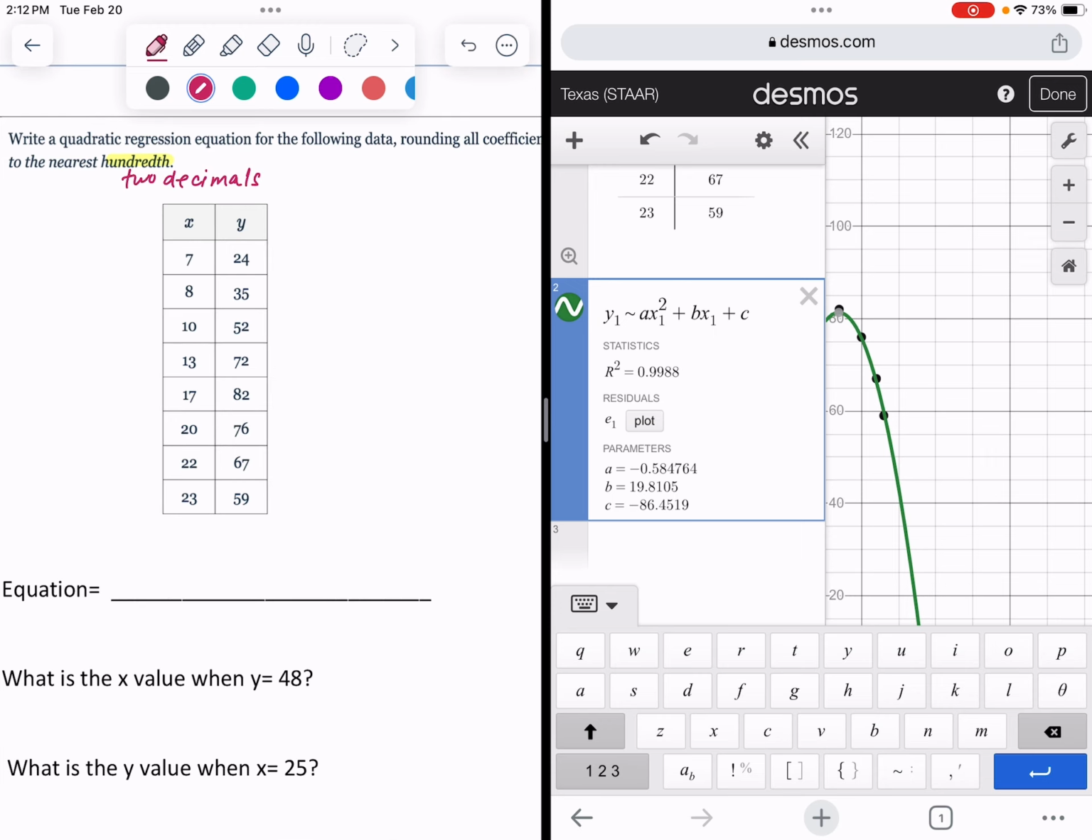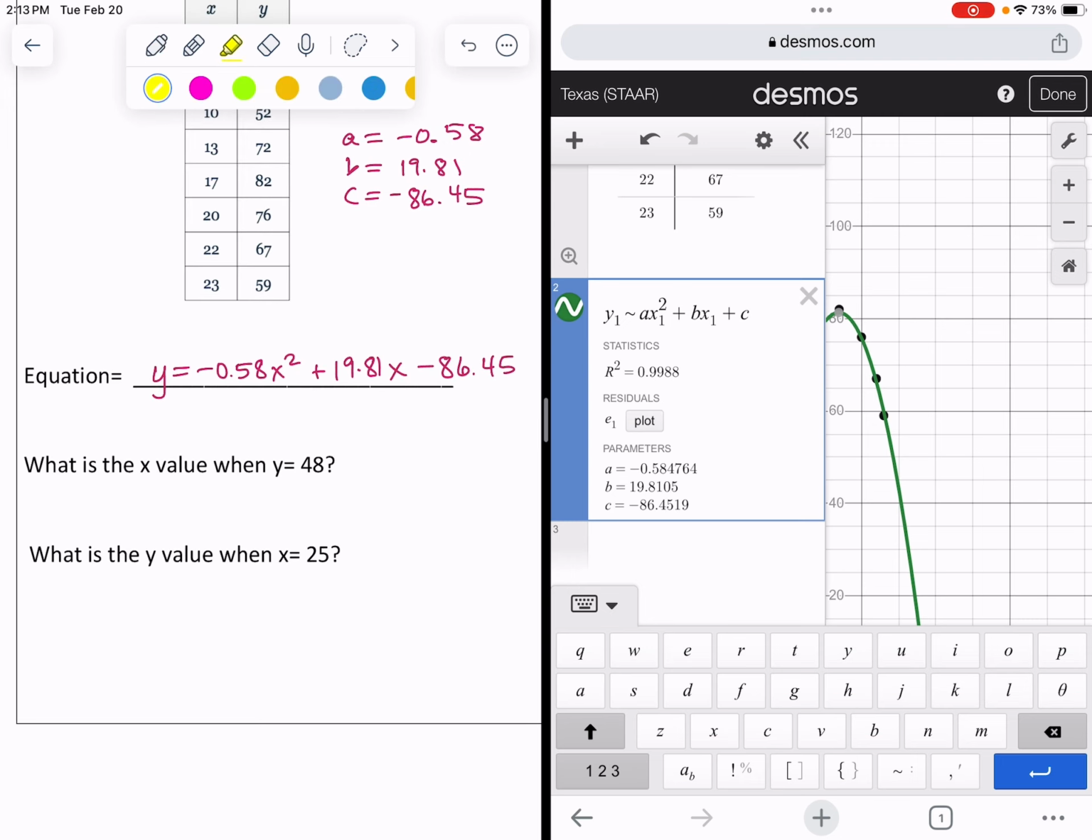Okay, and so our a value is negative 0.58. Our b value is 19.81. Our c value is negative 86.45. So when we write our equation, it's negative 0.58x squared plus 19.81x minus 86.45.